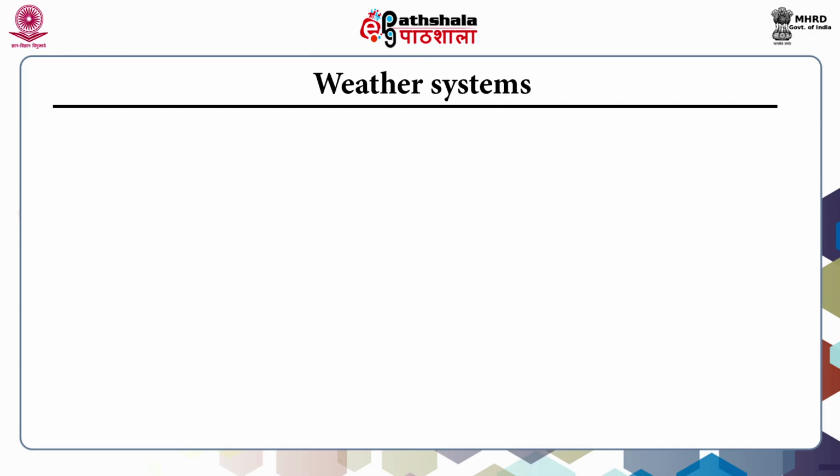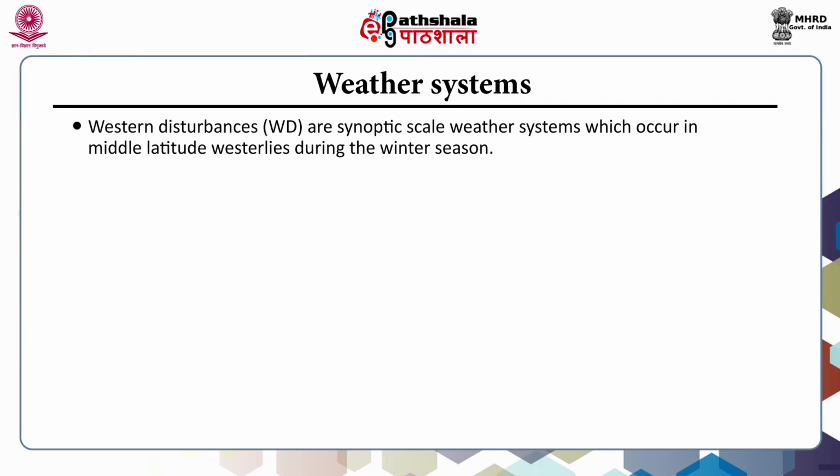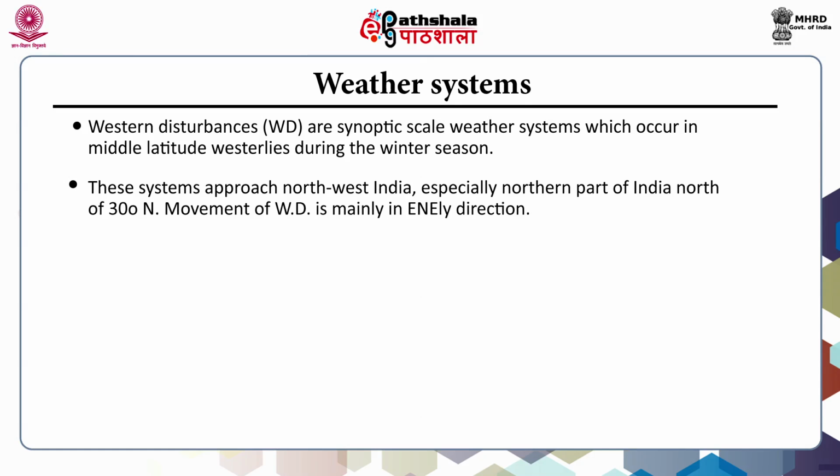Now coming to the weather systems, the western disturbances are synoptic scale weather systems which occur in the middle latitude westerlies during the winter season. These systems approach northwest India, especially the northern part of India, which lies at 30 degrees to the north. Movement of western disturbances is mainly in the easterly direction.